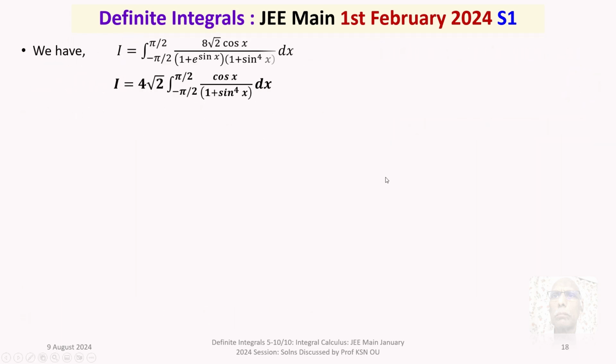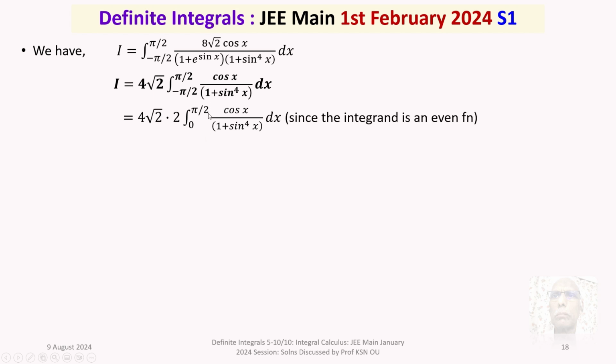Right, that's what we have, that is the brought forward we have, and now this is 4 root 2 times 2 times integral 0 to pi by 2 cos x by 1 plus sine to the power of 4x dx. Why? The integrand is an even function. If you replace x by minus x, it remains the same. That is why the 2 times integral 0 to pi by 2 has come. Agreed. Minus pi by 2 to plus pi by 2 has become 2 times 0 to pi by 2.